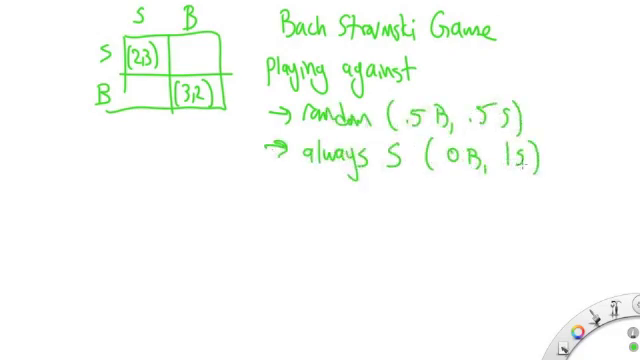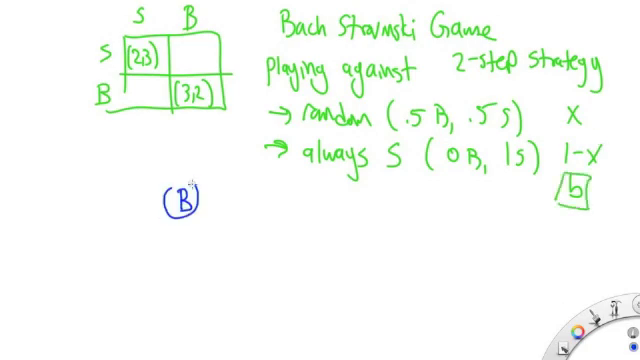So now what we're going to try to do is to develop a two-step strategy for playing against one of two possible players, either a player that chooses Bach or Stravinsky completely at random, or one that chooses Stravinsky all the time. And in the beginning we don't know which is which, but we do have some probability distribution, B, that the probability that we're playing against a random player is some value x, and that we're playing against the always-Stravinsky player is 1 minus x.